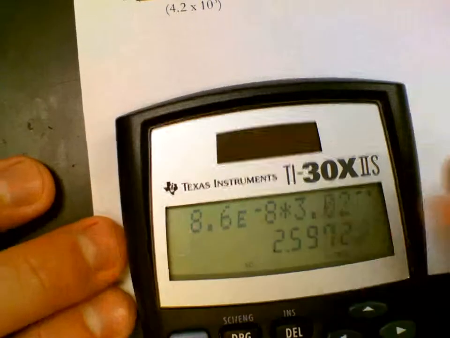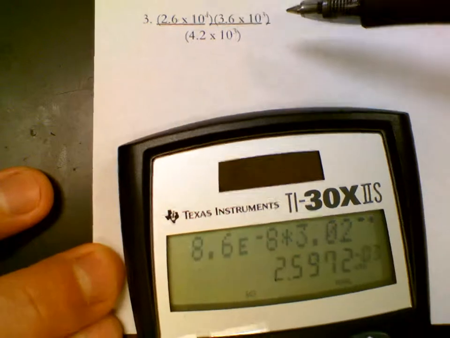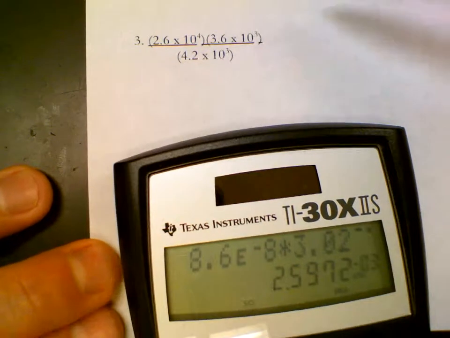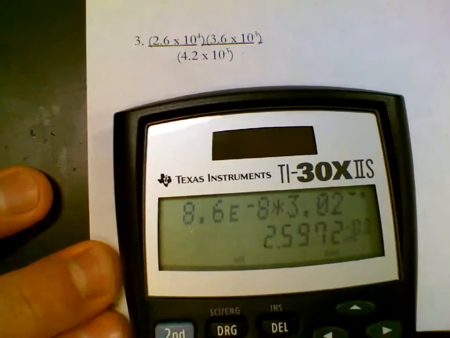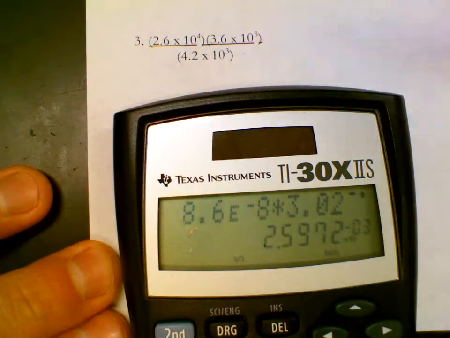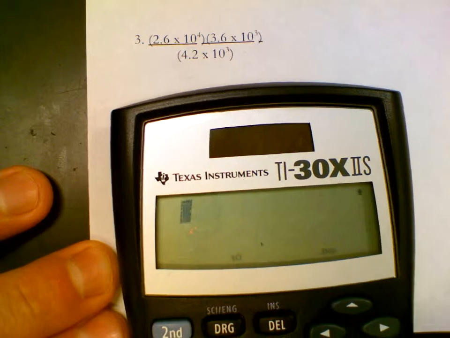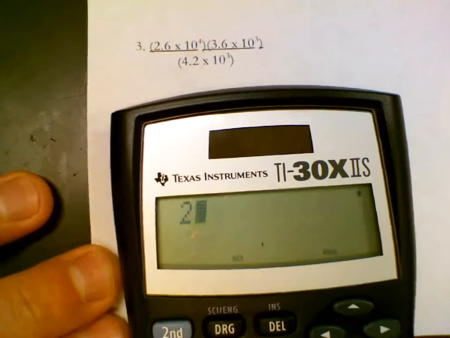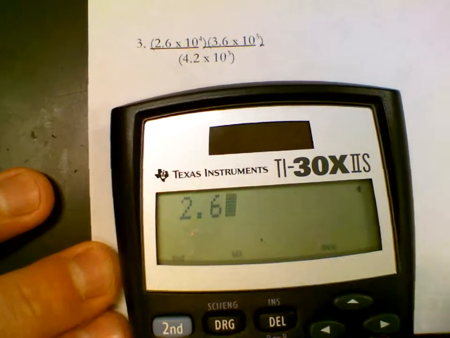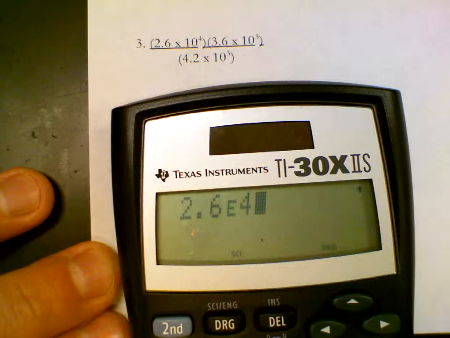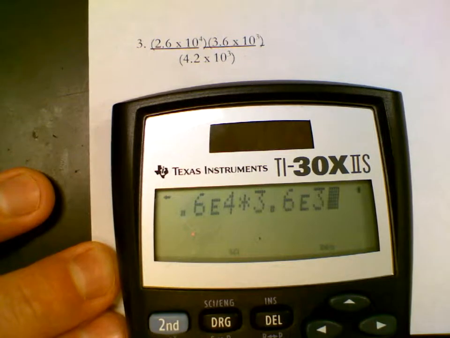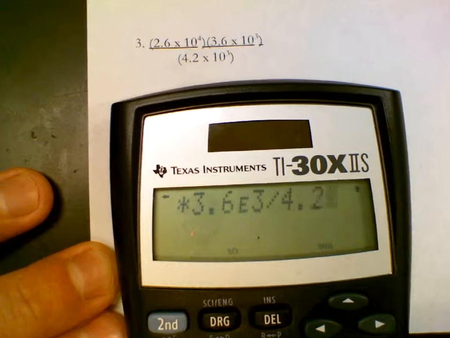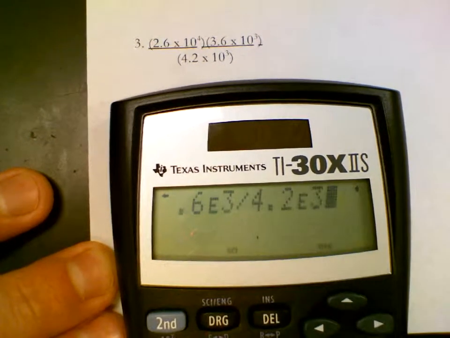Problem number 3. This one's a little more complicated. We just need to make sure we're looking at order of operations and thinking about this problem. Since there's only one term in the denominator of the problem, we don't have to really use any extra parentheses. Even though there's parentheses shown in the problem, we don't really need to use them in our calculation. We can just do multiply. If you did the parentheses, you also wouldn't have a problem. So type in the coefficient, 2.6, second key, E to the 4th, times 3.6, second key, E to the 3rd, divide by 4.2, second key, E to the 3rd.